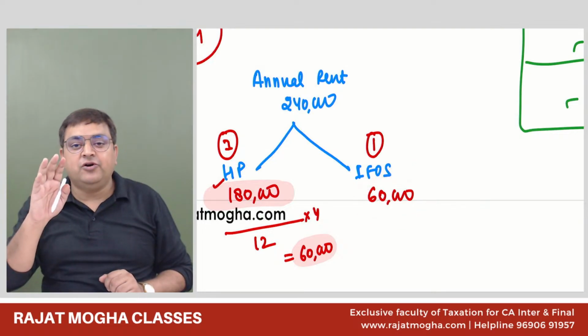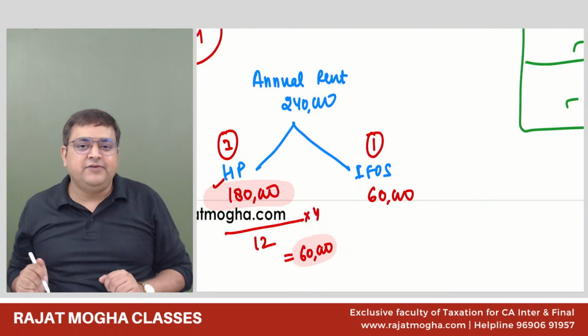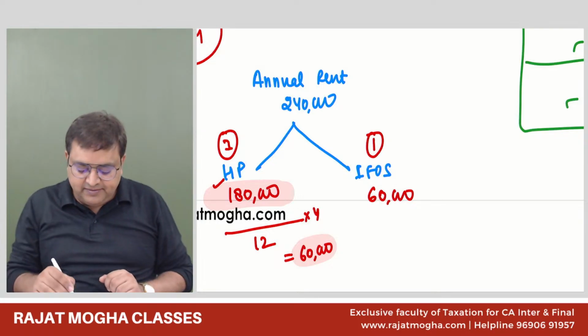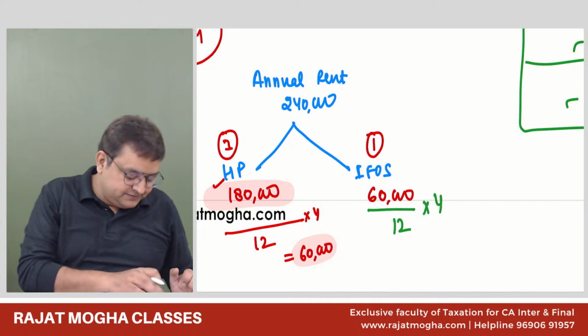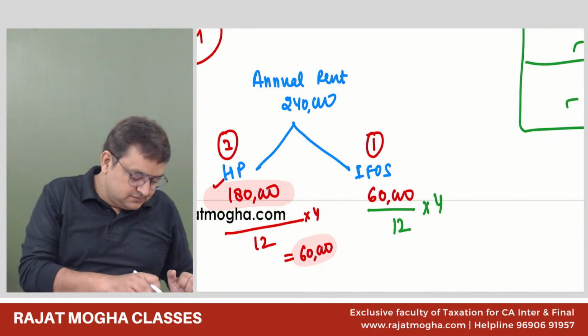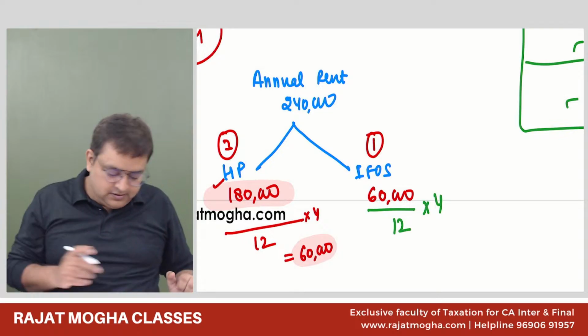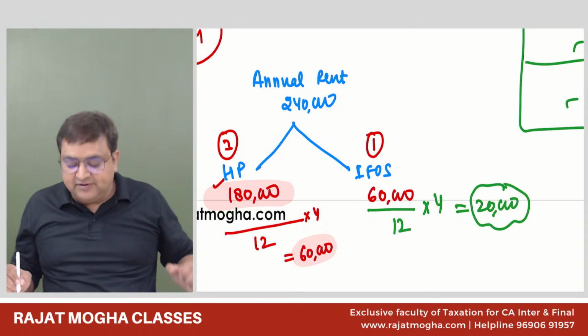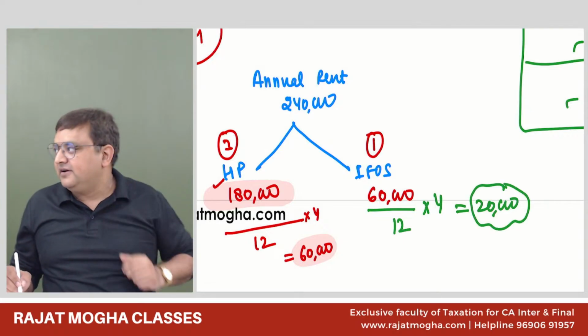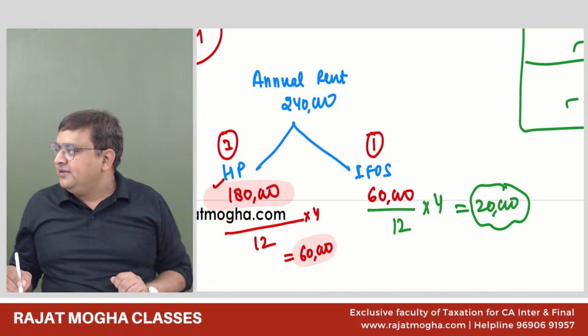But how much have we not yet recovered? 4 months. We have actually not received it because it was vacant. So 60,000 divided by 12 into 4. How much is it? 20,000. Guys, 20,000, everybody understood? This is the thing which many students can miss out. So 20,000 rupees.